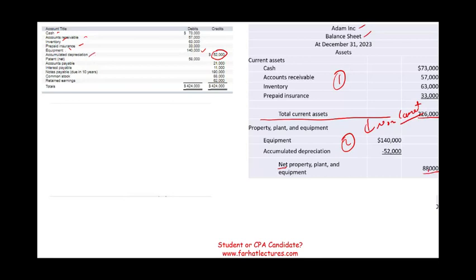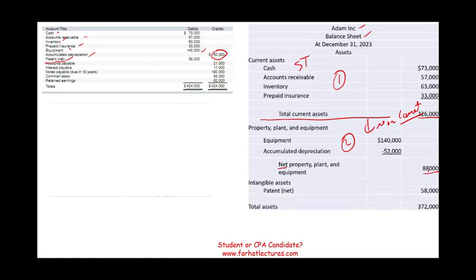It seems we don't have any long-term investments, because if it's short-term, it goes with current assets. Now it seems we have an intangible, a patent, and it's listed at net of 58,000. So this is the patent. And after the patent, we have accounts payable. Accounts payable is a liability. We stop. Now we are ready to look at our total assets.